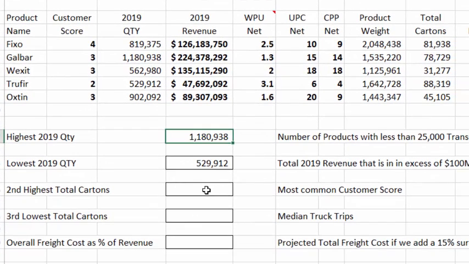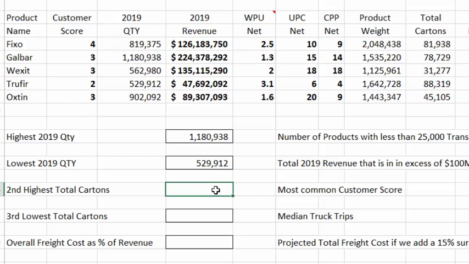Now, life isn't always about the highest and lowest. Sometimes we might want the second or the third. So in this case, I'm going to look at total cartons over here, and I want to know what the second highest total carton number is. So let's take a look. I think if that's the highest, this should be the second highest, right? And we do that a lot.